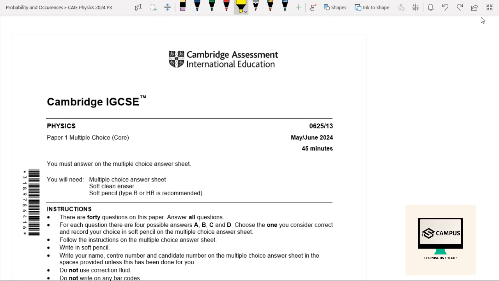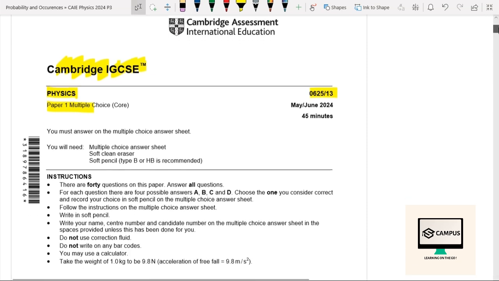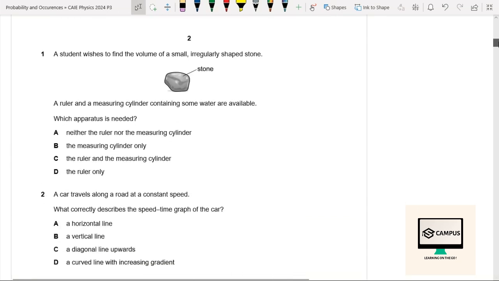Today we are going to be attempting another Cambridge IGCSE Physics paper from May-June 2024. This one is paper number 1 and variant number 3. Paper 1 happens to be the multiple choice questions, so there are 40 in total. So let's start from question number 1.